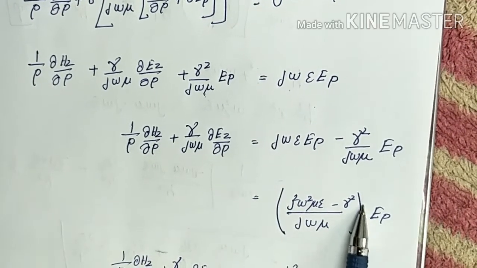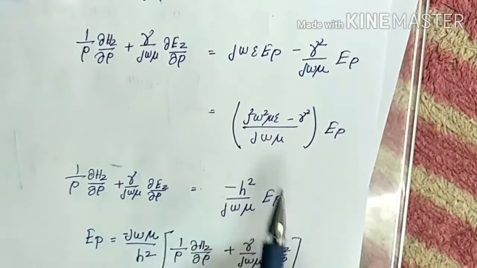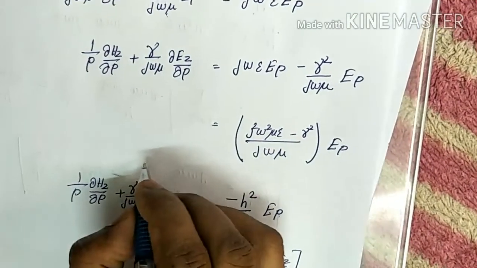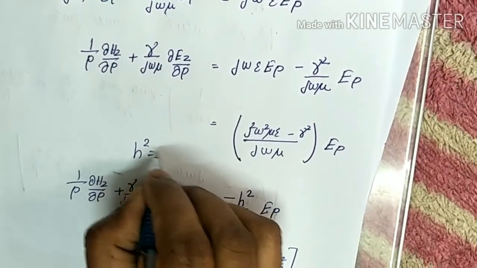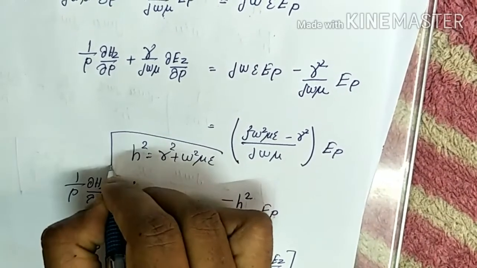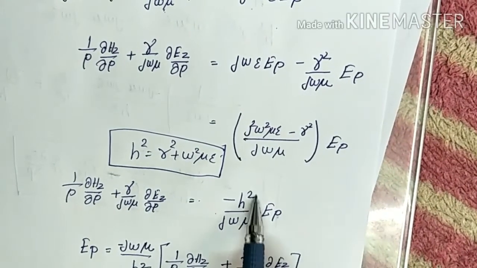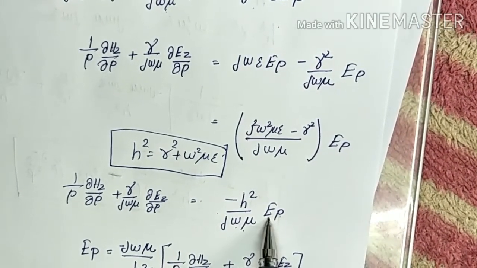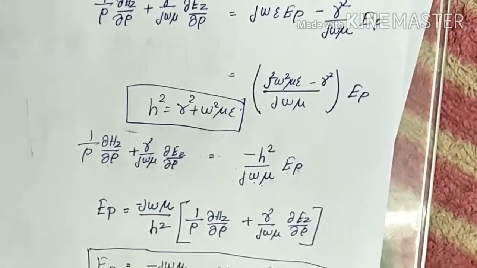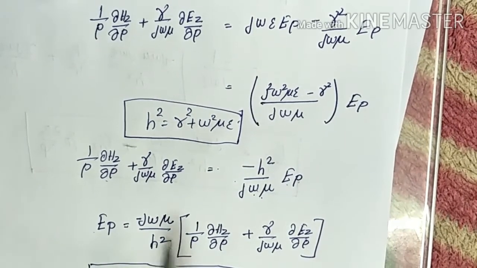And this is replaced by the propagation constant h. J square is minus, so commonly minus outside, h square. What is our constant? h square is equal to gamma square plus omega square mu epsilon. So this we have substituted here. So you will get minus h square by j omega mu into E rho. Take this term to the other side. So you will get E rho is equal to minus j omega mu by h square into this term.